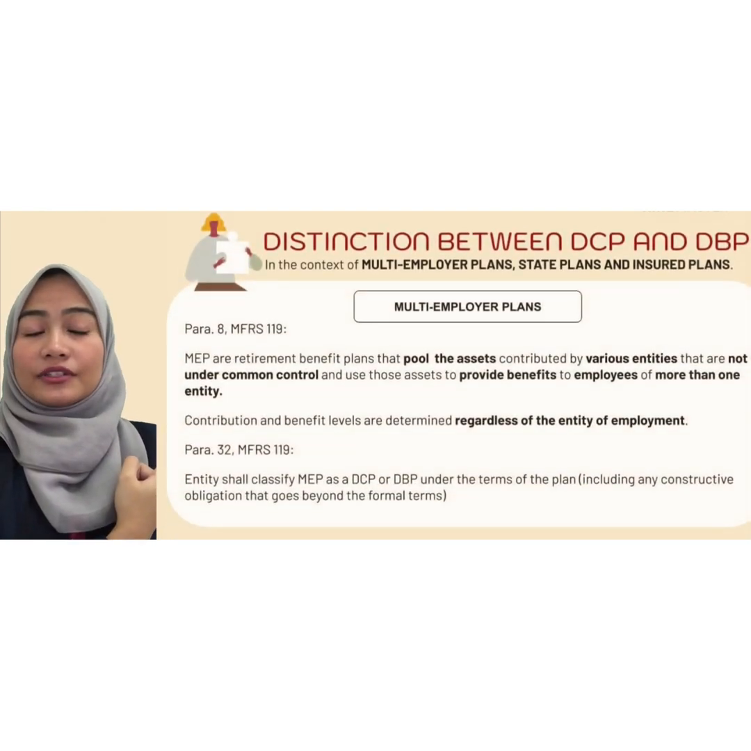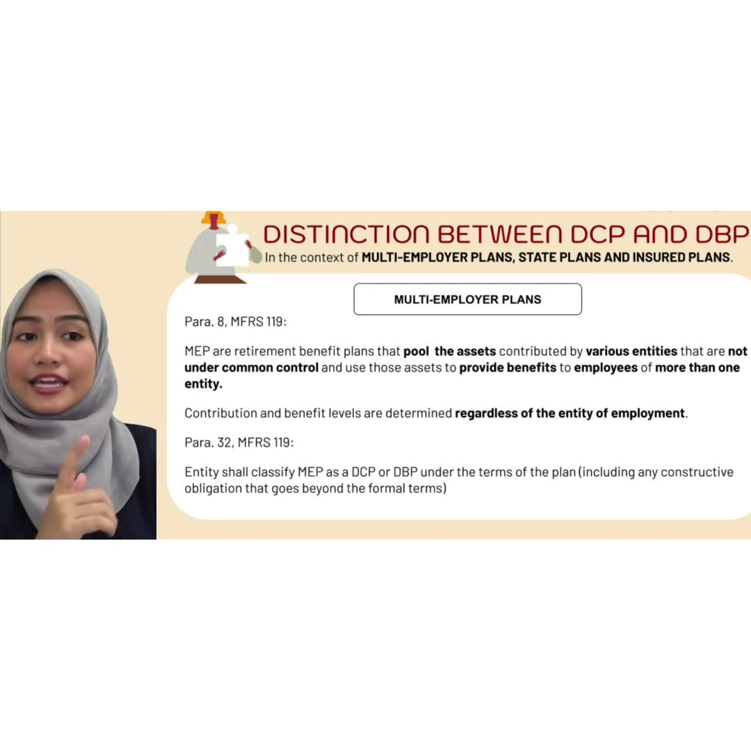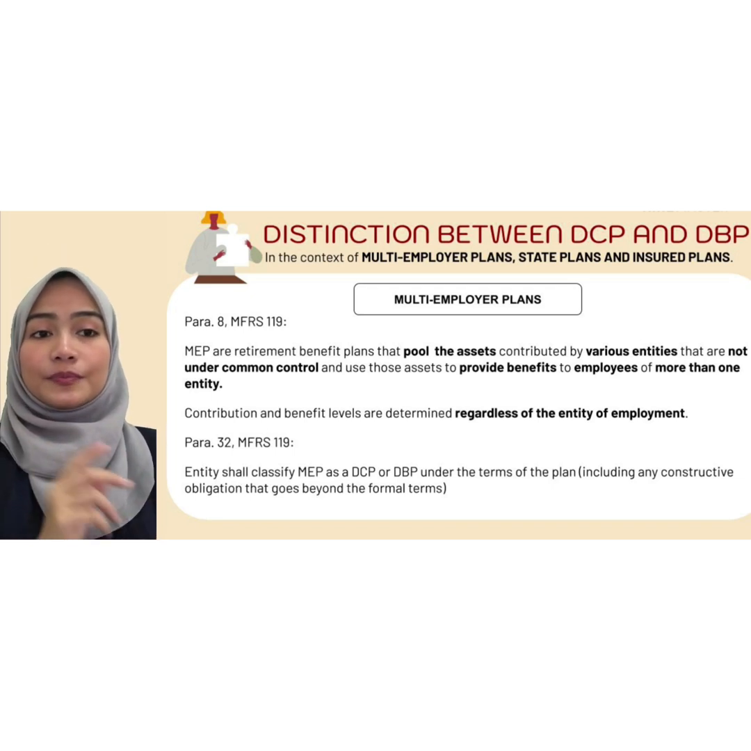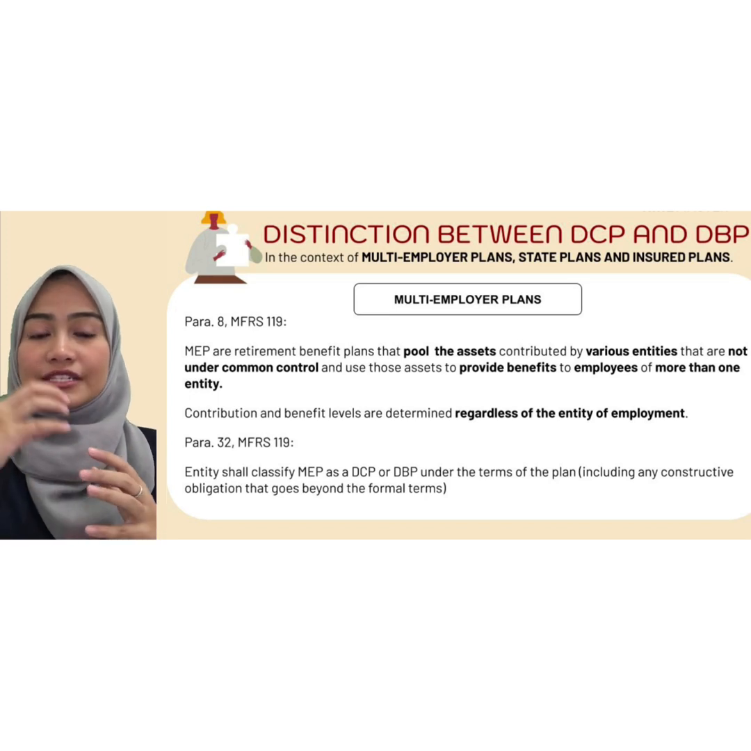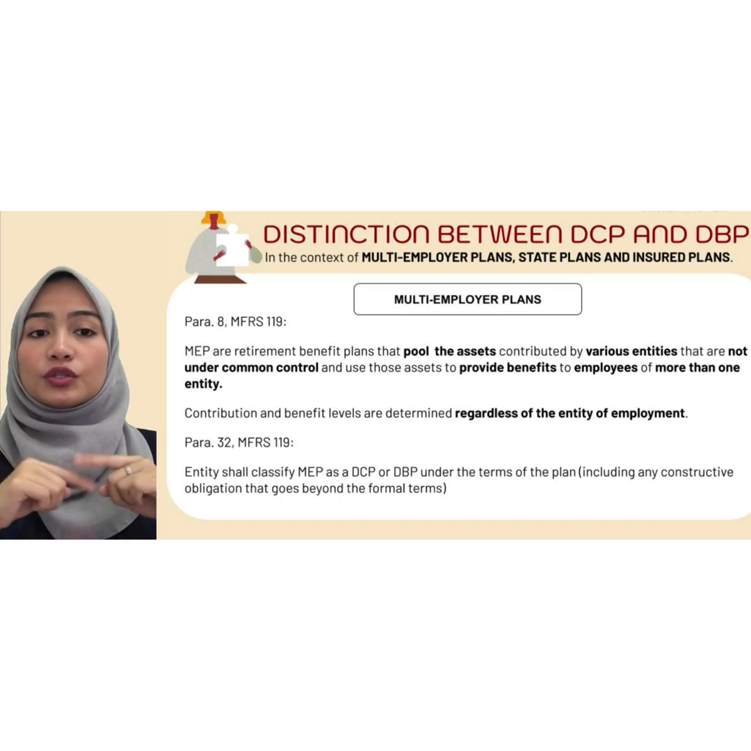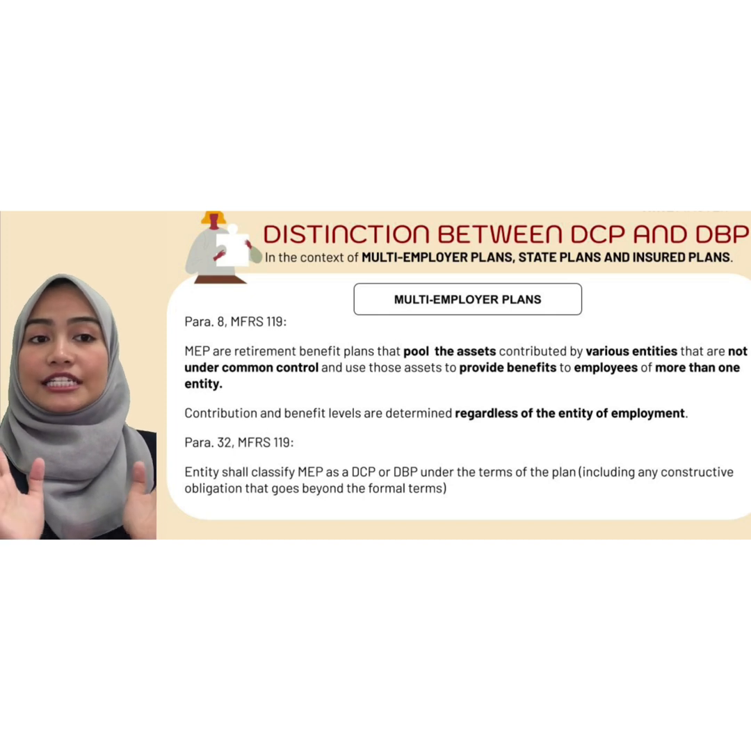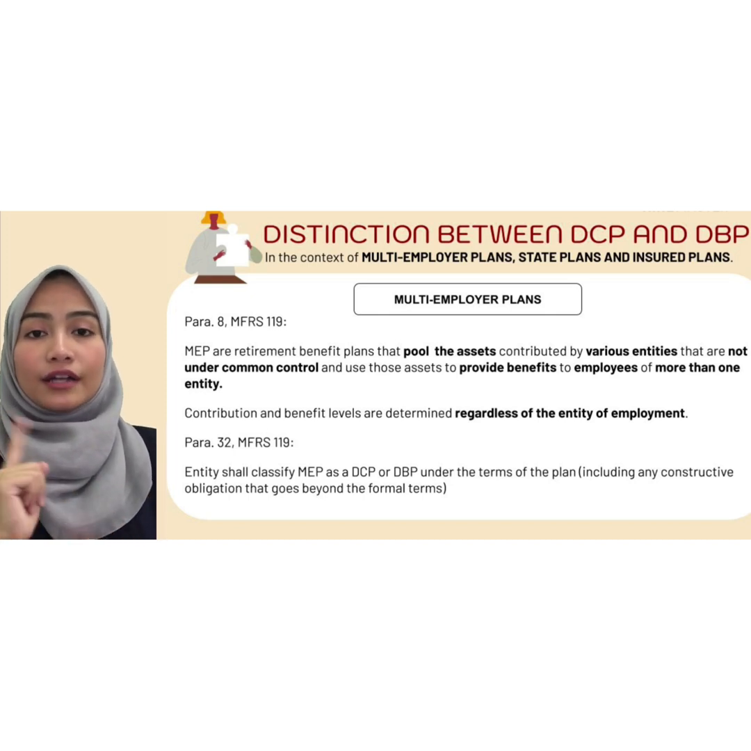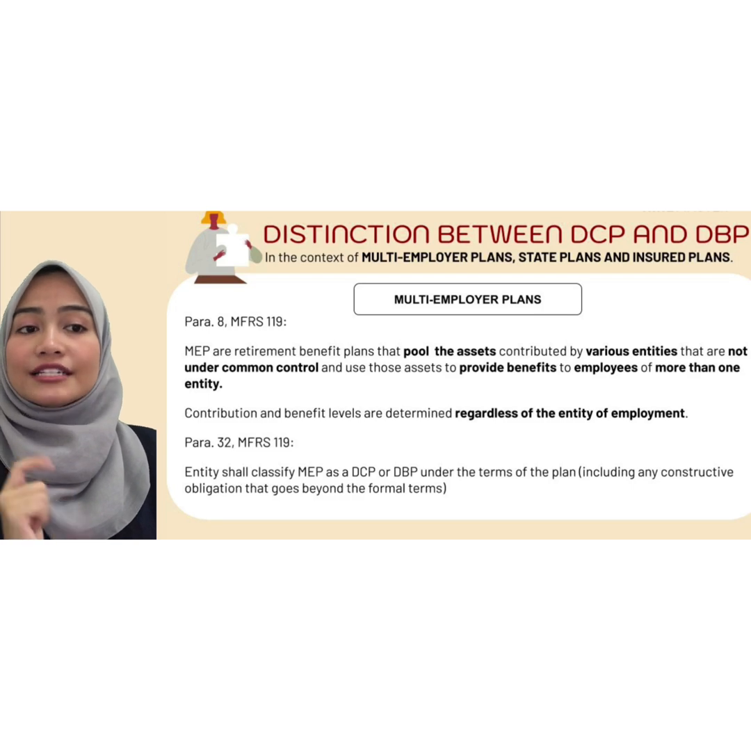This slide explains the difference between DCP and DBP in the context of multi-employer, state and insured plans. Under MFRS 119 Para 8, it describes MEP plans that group the assets from various companies that are not under the same control to provide benefits to their employees from more than one company, and it is not determined by their employment. While Para 32 MFRS 119 says that the company needs to classify MEP under DCP or DBP.